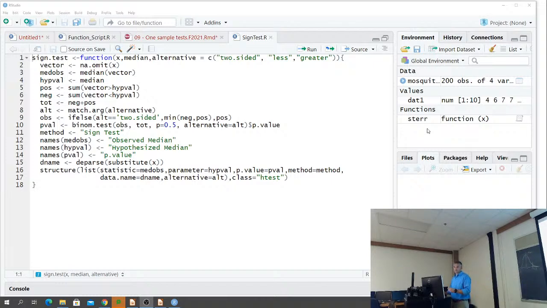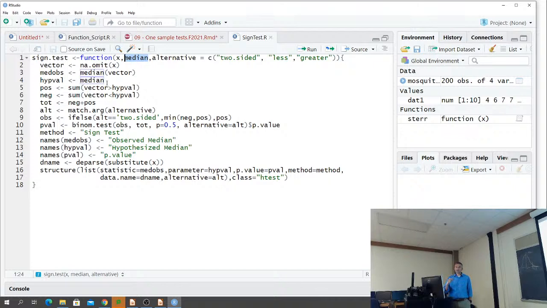So what we do, just to step through what the function is going to do, is take the vector that we give it, and we're going to omit the missing values. We're going to strip out the missing values so it works properly. And then we're going to calculate the median of our vector. This median is just to report the observed value and say, hey, this is our observed median, just like a t-test says, this is your observed mean. And then it's going to take the hypothesized value that we give it, so we'll give it the median. And then we'll convert values to positives and negatives.